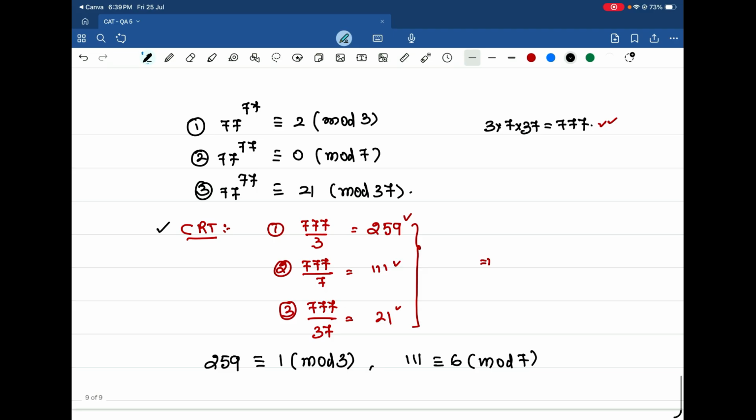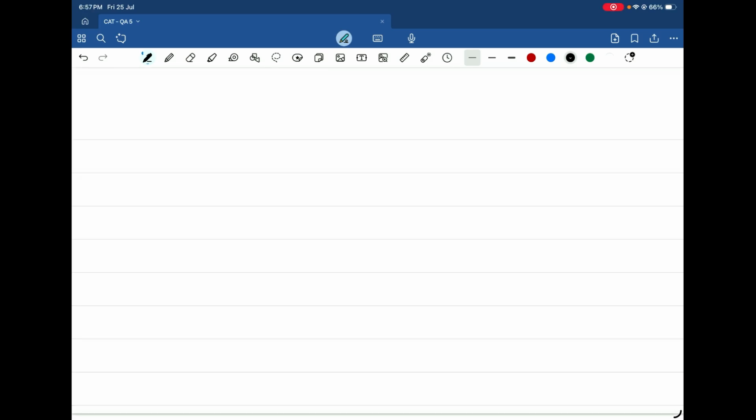Similarly, 21, how will it be written? Here, 21 is less than 37. Hence, it is better to go for the modular inverse, which I have explained in the previous lecture. Please see that for further understanding. Modular inverse, how do we have to apply it?